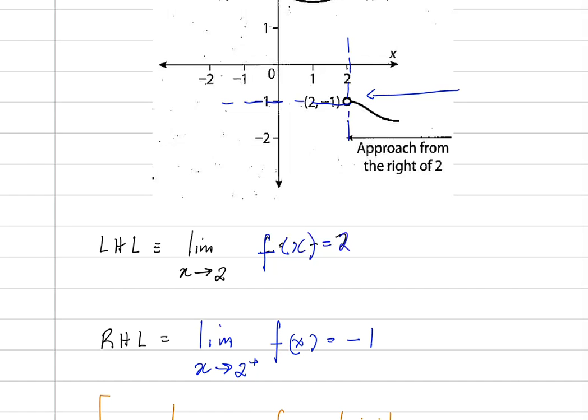The limit of f of x as x approaches 2 from the left is equal to 2, and the limit of f of x as x approaches 2 from the right is equal to minus 1. So the left hand limit and the right hand limit are different. We indicate the left hand limit with a superscript minus sign, and the right hand limit with a superscript positive sign.